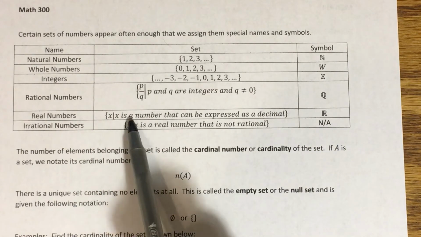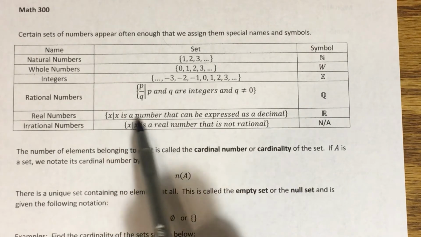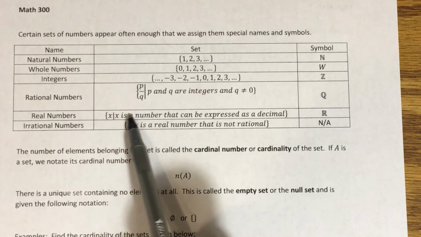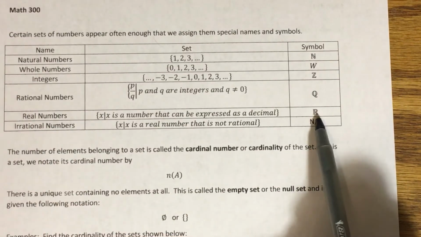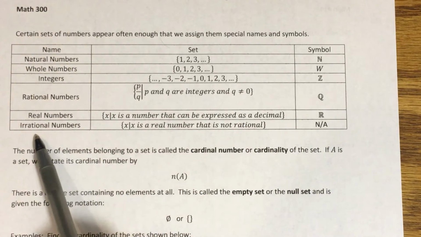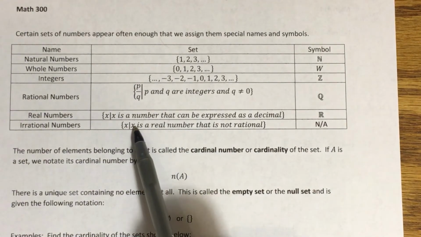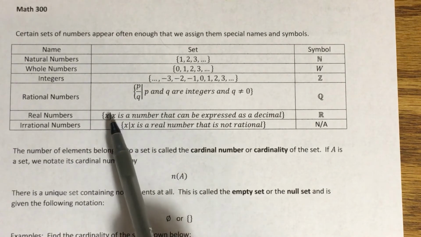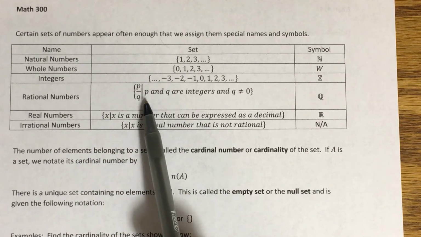Real numbers. What is a real number? Well, a real number is any number that can be expressed as a decimal. And here's that description given to us in set builder notation. Real numbers, we use a blackboard bold capital R as its symbol. Okay? And then finally, the irrational numbers, which we don't assign a symbol to, but we do talk about them fairly often. The irrational numbers are any real number. It's the set of all real numbers, I should say, that are not rational.